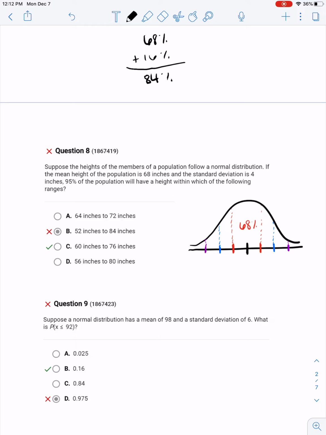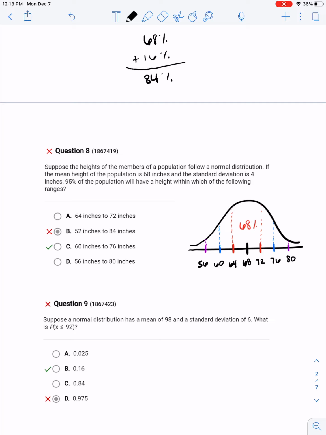So it says the mean height of the population is 68 inches. That's what goes into the middle. The standard deviation is 4. So let's fill out our whole chart here. So 68 add 4 would be 72. Add 4 again, 76. Add 4 again, you get 80. Let's go the opposite direction. So we're going to subtract 4. So 68 subtract 4, you get 64. Subtract 4 again is 60. Subtract 4 again, we get 56.